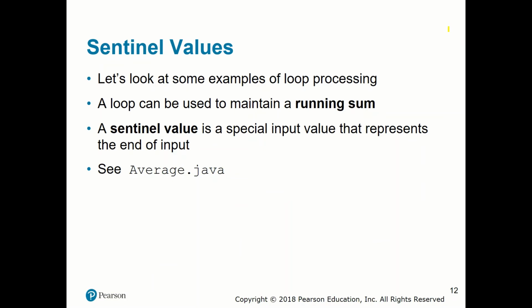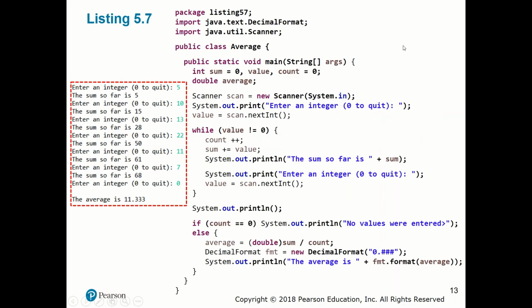Let's look at some examples of loop processing. A loop can be used to maintain a running sum. A sentinel value is a special input value that represents the end of input. I'll explain this one with an example. This code continues to receive inputs until 0 is entered and calculates the average of the numbers received. This is a sample code.